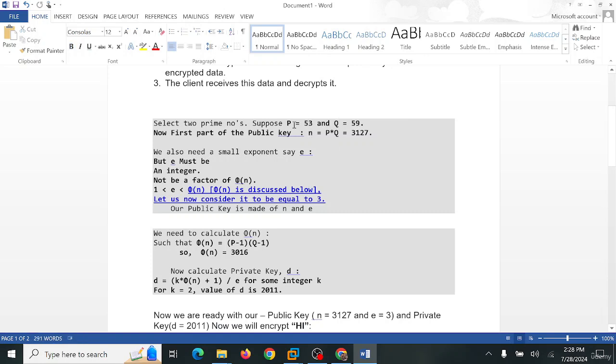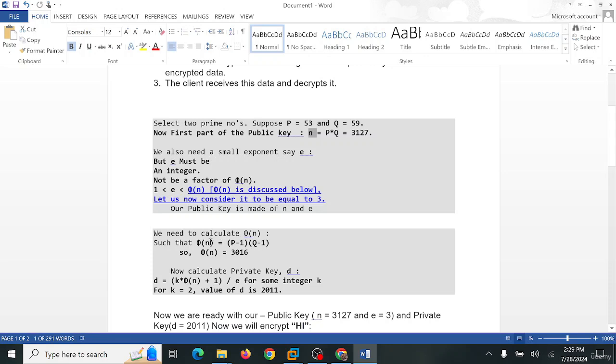Because remember, we are taking P and Q values that are very large, and multiplying P and Q makes N very large. If the value of N is very large, we cannot factor N. So we cannot find the values of p and q. That is the reason the RSA algorithm is very strong: we cannot factor the value of n. Now if the value of n is very small, we can easily crack this algorithm.